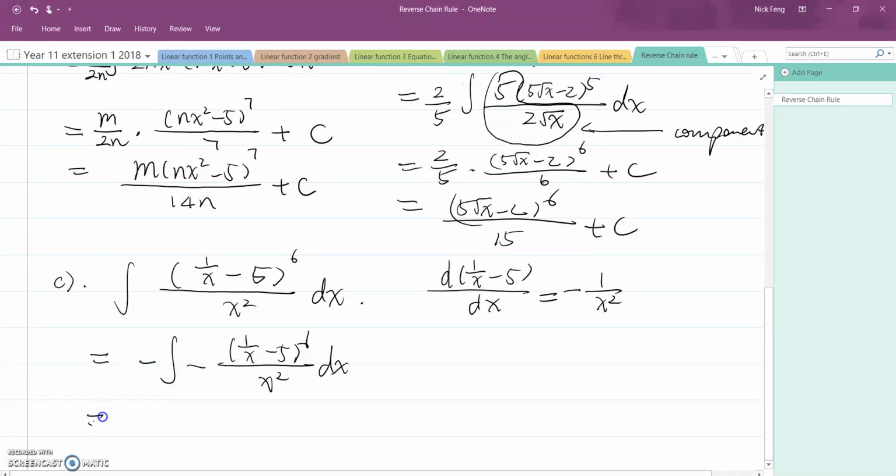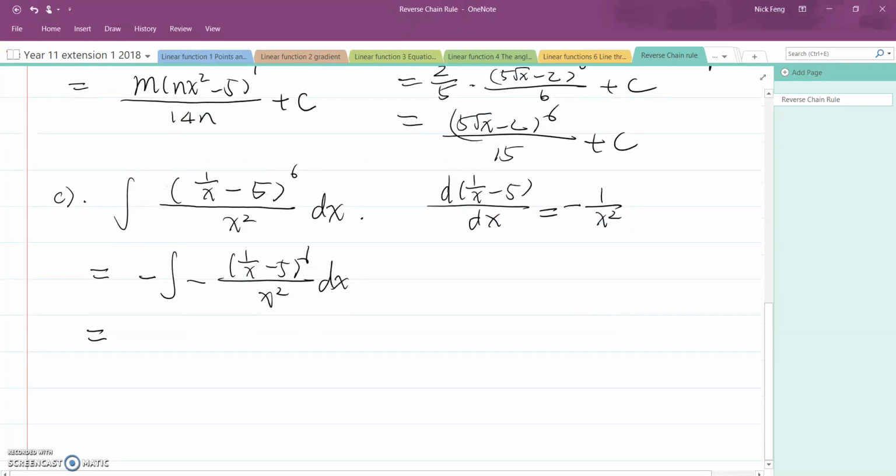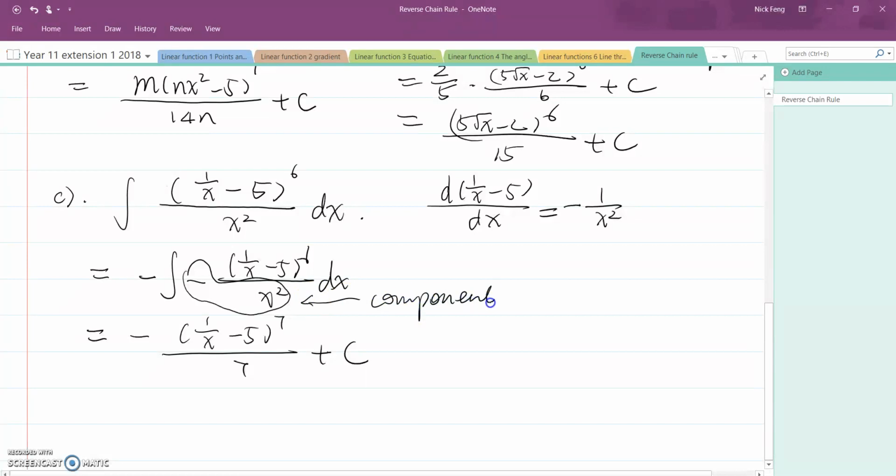And that's negative at the front. So therefore, that gives you 1 on (x minus 5) to the power of 7 over 7 plus c. Remember, this is the component. Now, I keep mentioning which one is the component to try to get you more familiar with how to identify the target function and how to identify the actual component itself.